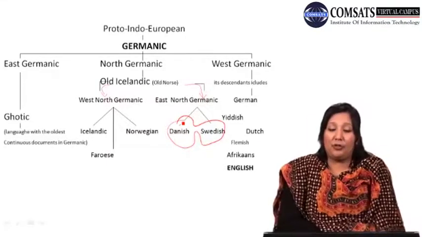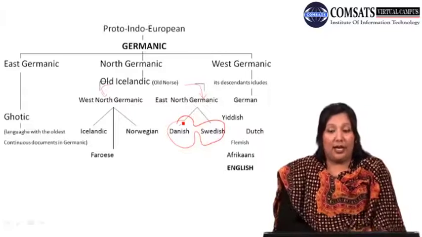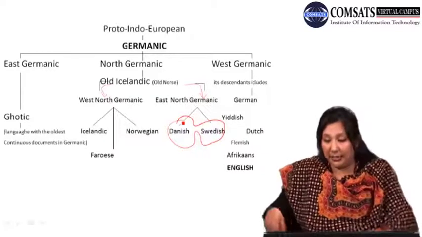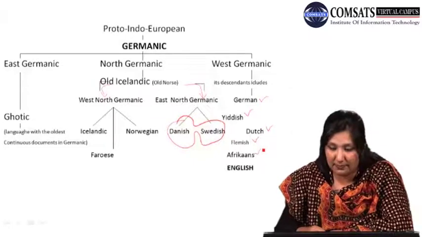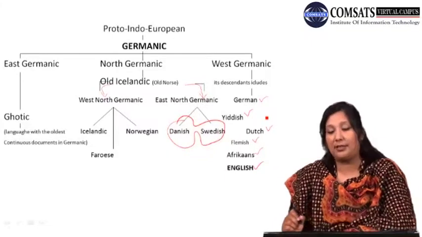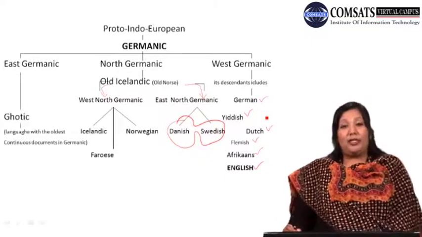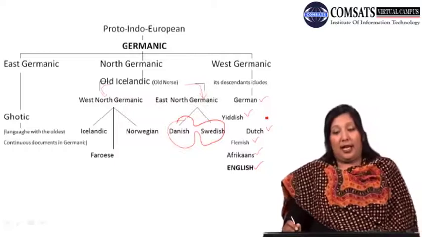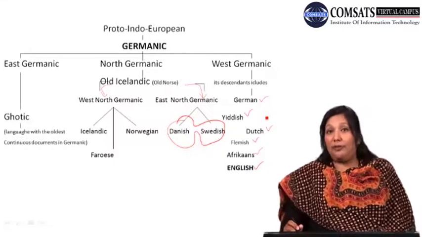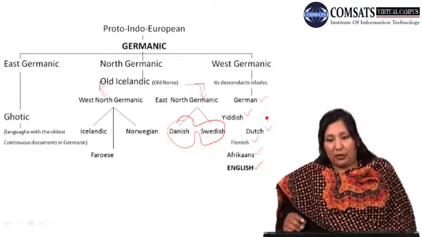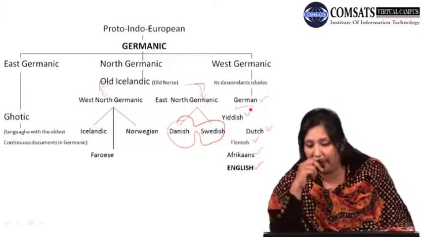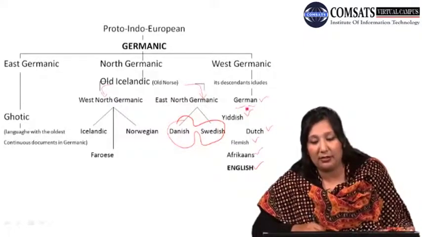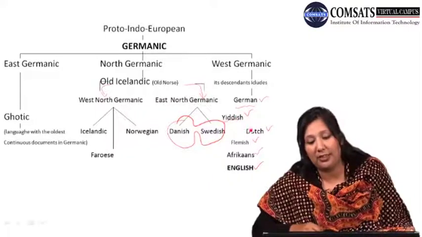But I would ask you to notice one thing. I have written the names of all these languages, 1, 2, 3, 4, 5, 6. We have written the names of all these six languages in different fonts. Look, German is written in a little bold font. Yiddish is written in some other font, and Dutch.